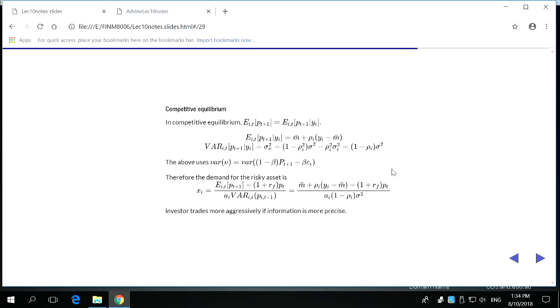Now I can calculate the expected P_{t+1}. And this expected P_{t+1} for each one, because now they have private information, will be conditional on their own information y_i. y_i is their own signal. Right? So this expected price conditional on their own signal will be just the mean plus how informative your signal is times the deviation from the mean.